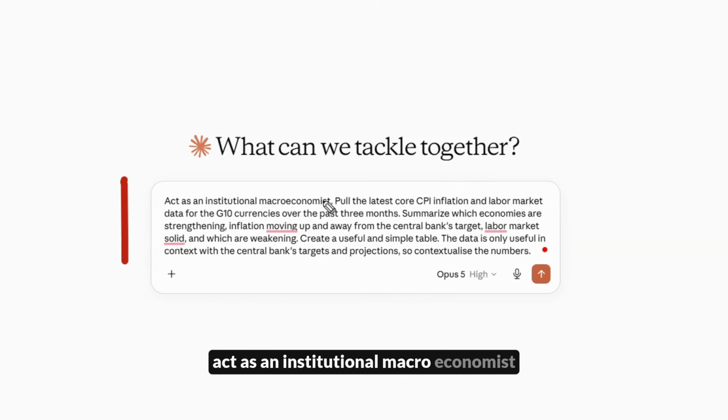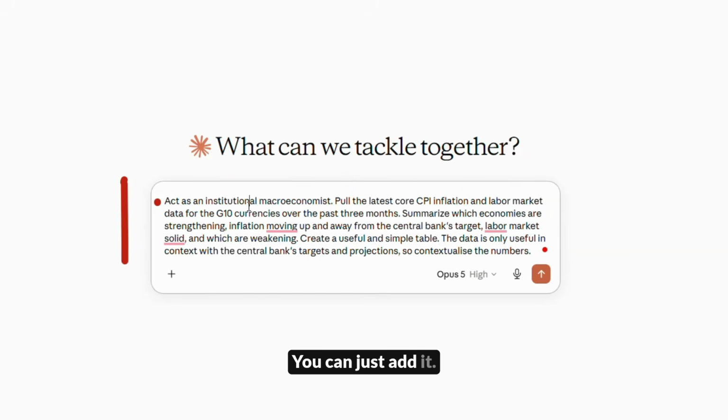Act as an institutional macroeconomist. Here we're simply priming. I don't know exactly if this is going to do something, but it's free. You can just add it. It doesn't cost anything, so I'll just say it. The next important bit is over the past 3 months.